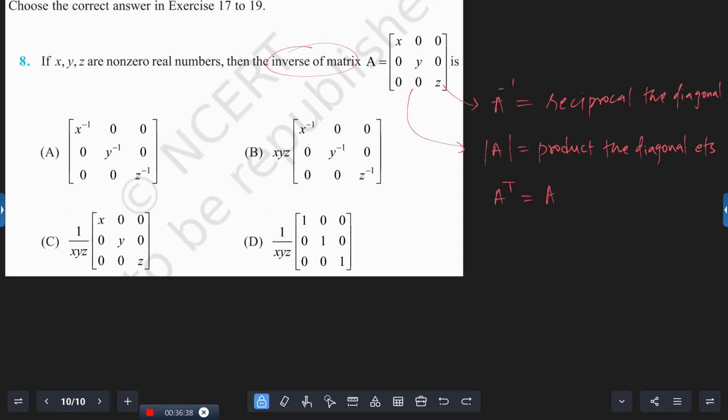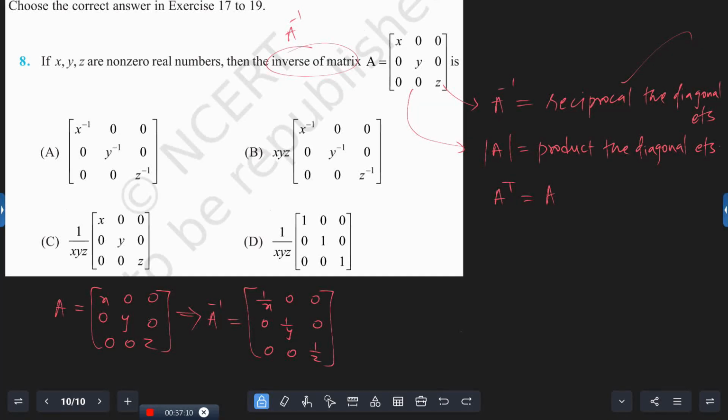Right. Now what are they asking? Inverse of the matrix. It means A inverse. So A we have what? x 0 0, 0 y 0, 0 0 z. This is the A. Then what will it be? A inverse, children? A inverse what? I told you to take the reciprocal of the diagonal elements. Understand? When you take the reciprocal, what am I getting? 1 by x 0 0, 0 1 by y 0, 0 0 1 by z.